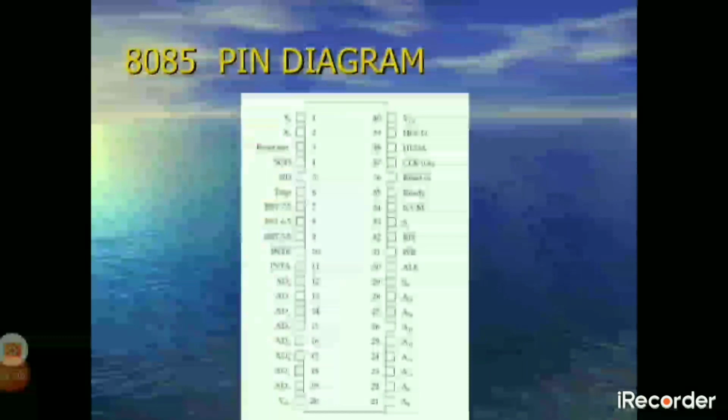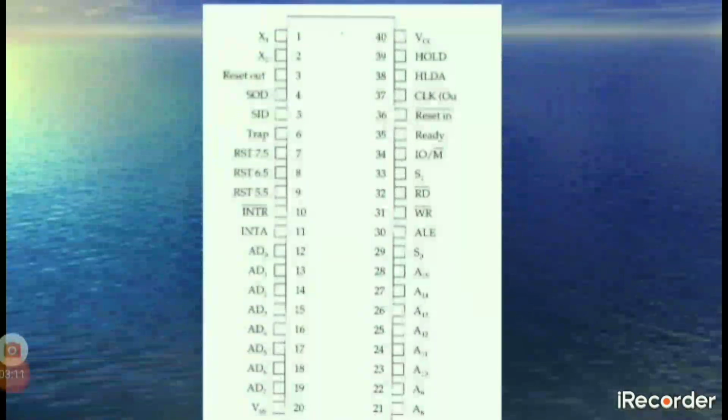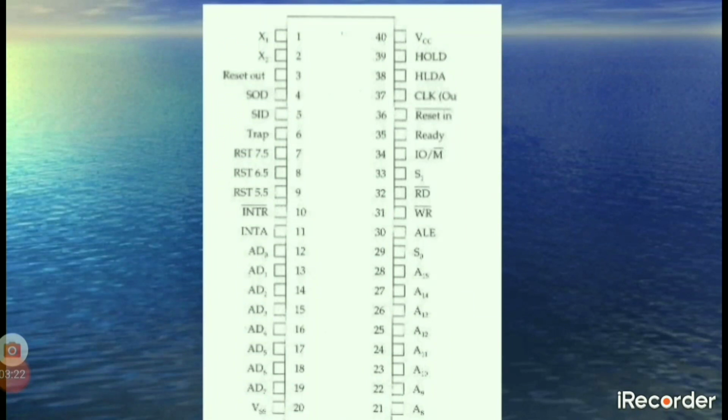Pin diagram. The first and second pin, that is X1 and X2, are the crystal clocks or crystal oscillators, and it operates at 3 MHz and crystal frequency is 6 MHz. The third pin, reset out. It is a reset pin that indicates the microprocessor is being reset. It resets all the other devices.